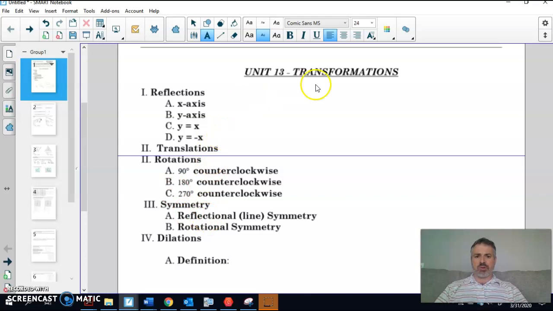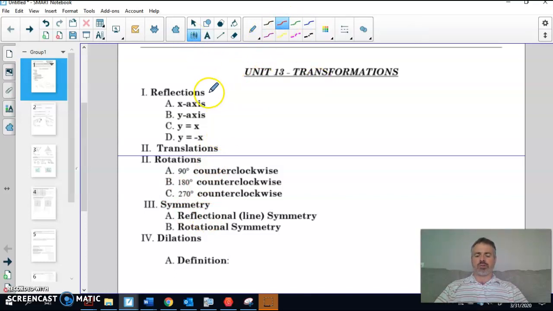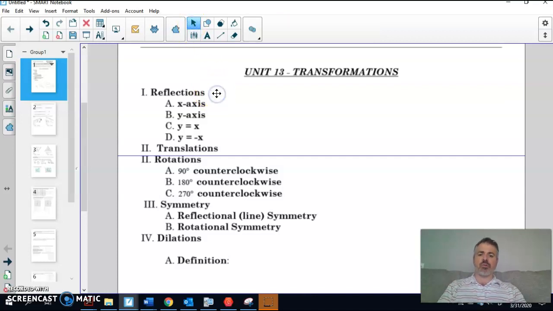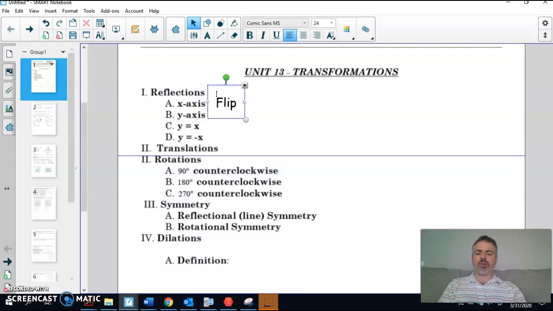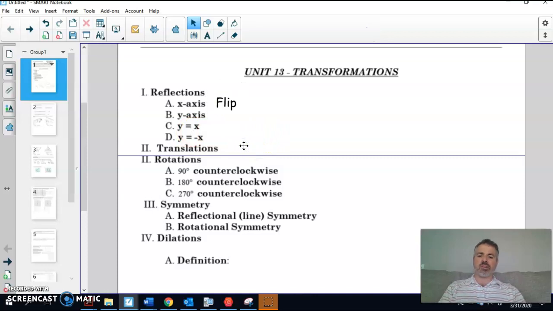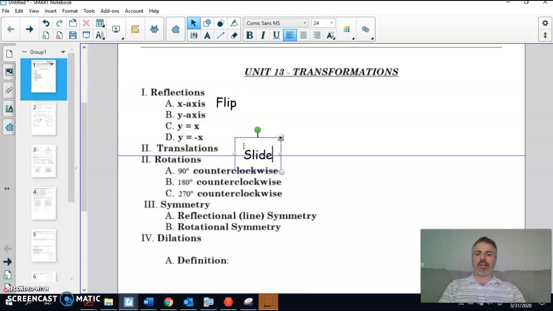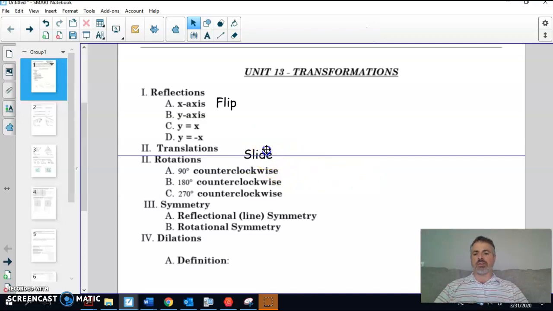Just building upon our list here, these are the types of transformations we've done thus far. We talked about reflection, how a reflection is just a flip on the coordinate plane. In order to flip, though, you need a line, so these were common lines that we used. Then a translation. Remember, translation was just a slide on the coordinate plane, and we did that using coordinates, words, and vectors.